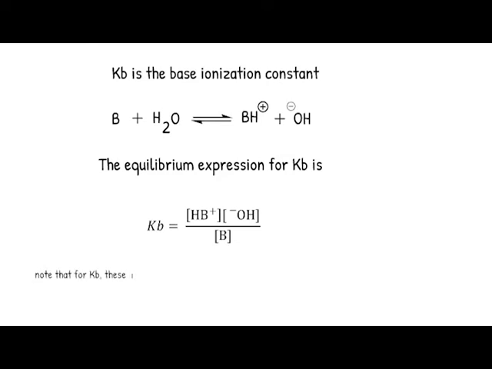Note, for Kb, these are ionization reactions in water. A hydroxide ion is always on the product side. This slide shows how you could quantitatively determine the numerical value of K equilibrium from Kb.